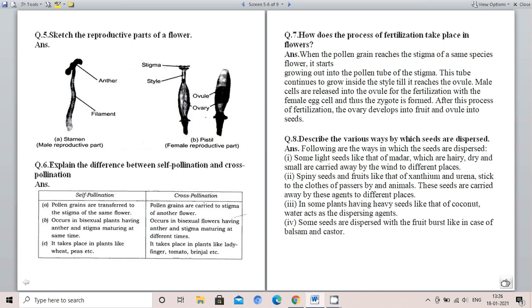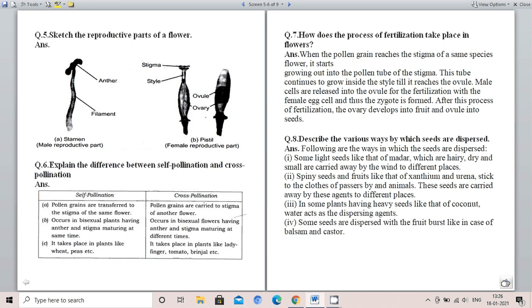Next we have question number 6. Explain the difference between self pollination and cross pollination. आपको self और cross के बीच में difference बताना है. Self में pollen grains are transferred to the stigma of the same flower, but cross में carried to stigma of another flower.